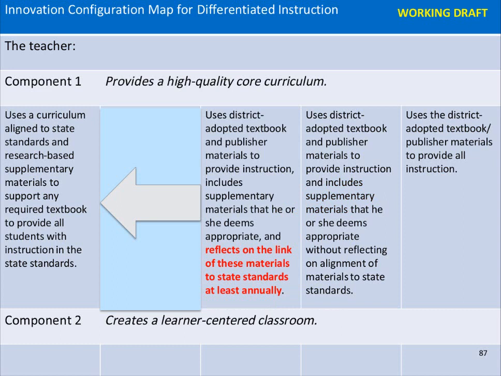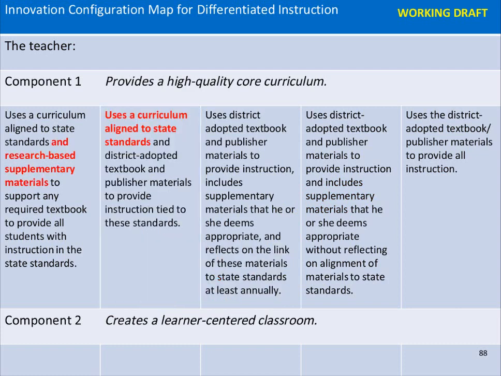In this next variation, we include teacher reflection on the linkage of self-selected supplementary materials to the state standards. And in the variation that is closest to the ideal, the use of a curriculum that's aligned to state standards is added. So what you should take away from this example is how the variations build upon one another, moving from right to left, such that the key aspects of the ideal variation, and in this case those are curriculum aligned to state standards, use of research-based supplementary materials, and a district-adopted textbook, are used to differentiate teacher behaviors across this continuum.